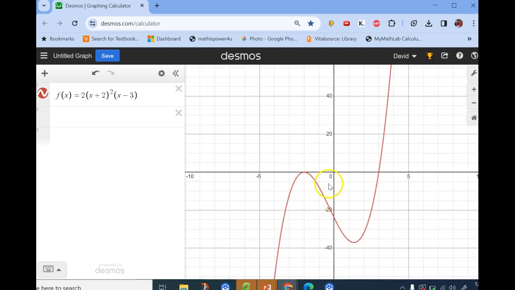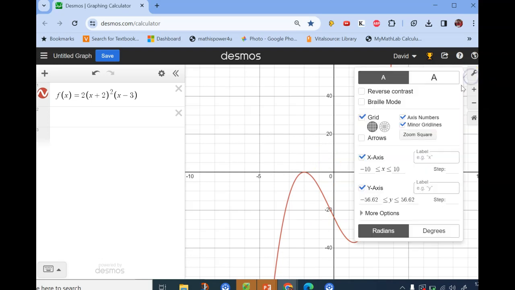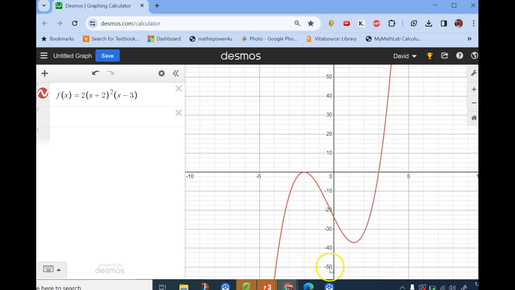Right? And let's say I see 0, negative 20, negative 40, so you can see it's counting by 20s. It just does a kind of prediction of what might be a good scaling for you. But if you wanted it to be 10s, you could come over to the graph settings, the wrench tool, and then just change the y-axis step size to 10. And now it fills in those gaps for you.